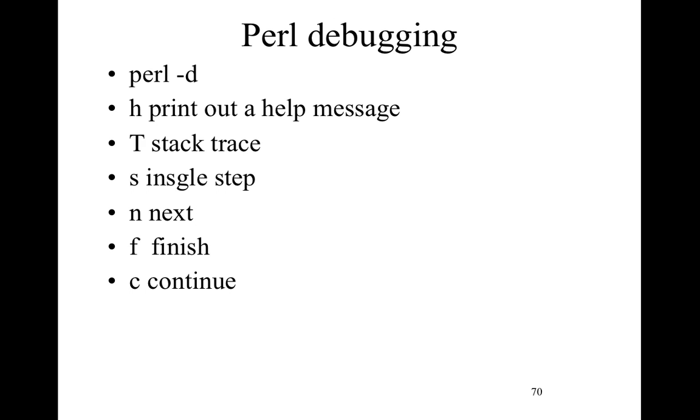Perl also includes debugging utilities. perl -d gives you the debugging mode. H to print out the help messages. T for stack trace. S for single, that should say single step, for stepping through. N for the next step. F for finish. C for continue.